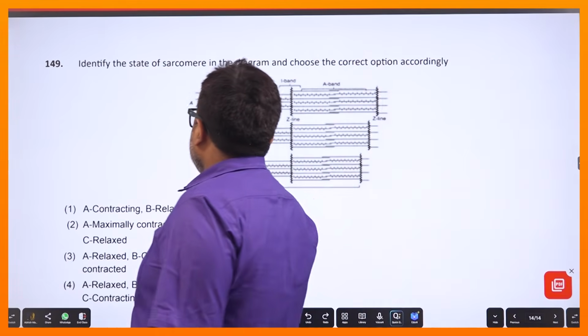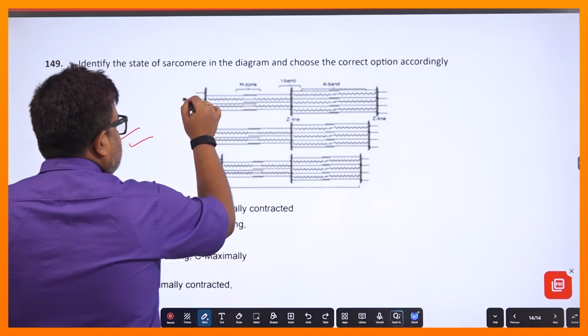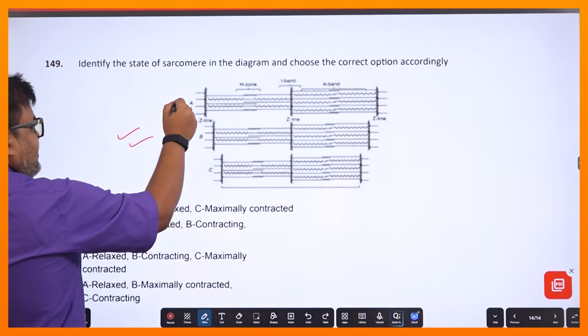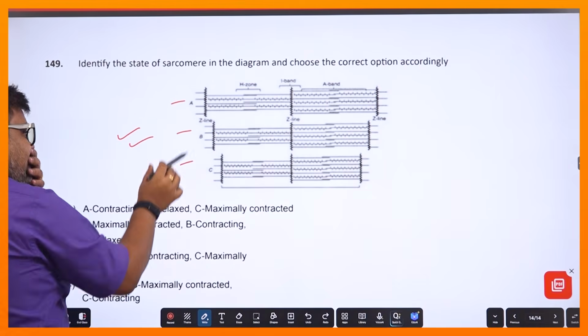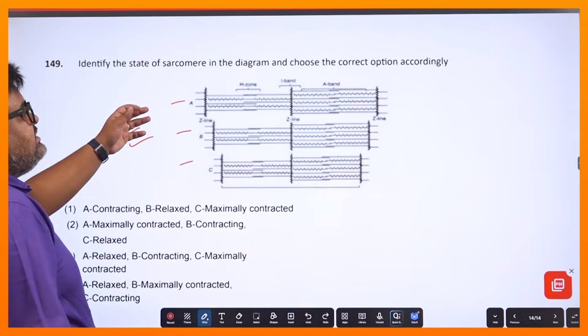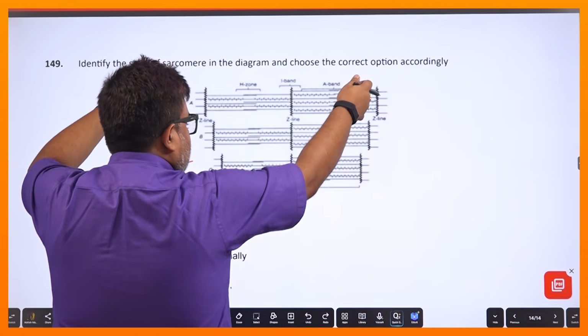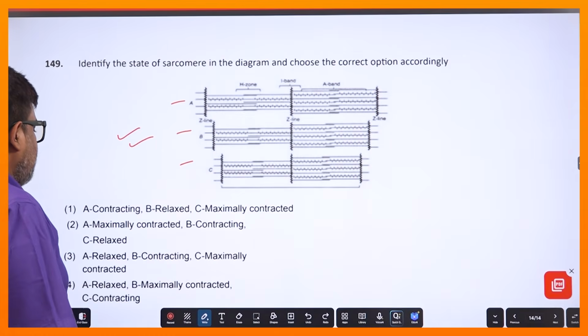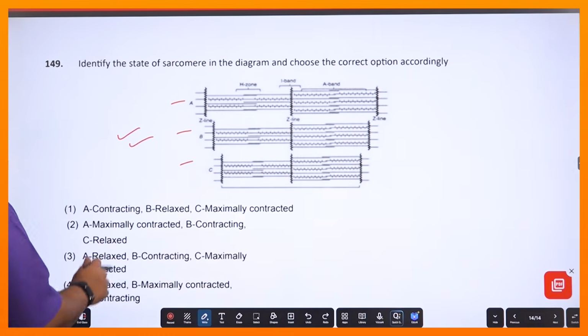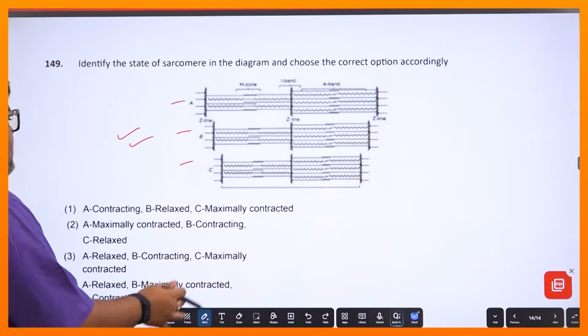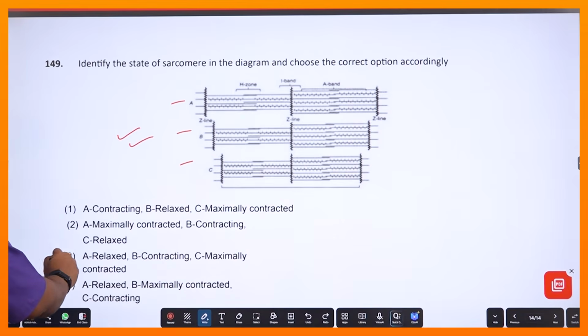নেক্সট যদি আসি, এই যে একটা ছবি দিয়েছে, এটা আমাদের পুরোপুরি এনসিইআরটির ছবি। পরিষ্কার কথাই তিনটে পার্টের আগে পরিষ্কার কথা কিছু লেখা আছে এনসিইআরটি বইটাতে। প্রথমটা যেহেতু দেখছি পুরো একদম ইলংগেটেড একটা সেট আছে, মানে প্রথমটা হচ্ছে রিল্যাক্সড, তারপর একটা হচ্ছে কন্ট্রাক্টিং, লাস্টেরটা হচ্ছে ম্যাক্সিমালি কন্ট্রাক্টেড, তাই না? যদি আমি ABC তে আসি, তাই না?